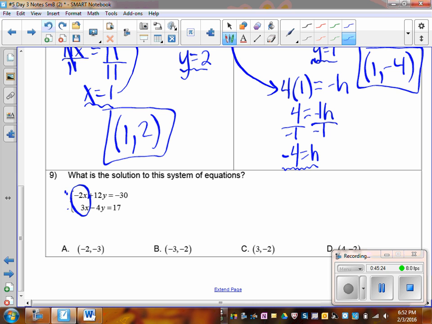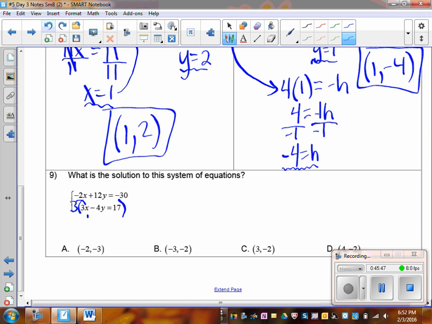Let's take a look at our y's. If I want to get my y's to be the same, I could multiply just the second equation. We want to get a negative 12, so it cancels out with my top 12 here. So negative 4 times 3 would give me negative 12. So that's what I'm going to multiply by. Multiply the entire equation by 3.